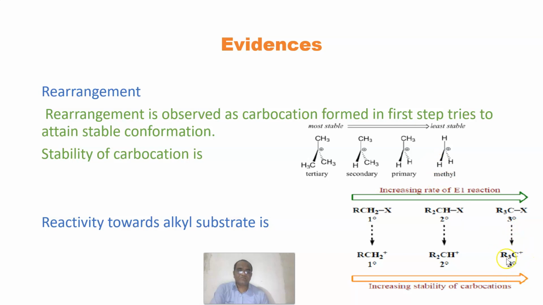So a tertiary alkyl substrate will be more favored because it forms a more stable carbocation compared to secondary and compared to primary. And the rate of the elimination reaction increases with a tertiary substrate, because it forms a tertiary carbocation, and tertiary carbocations are more stable compared to secondary and primary. Hope you understand.